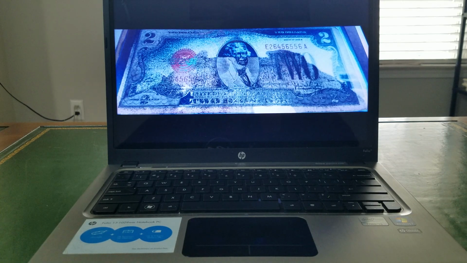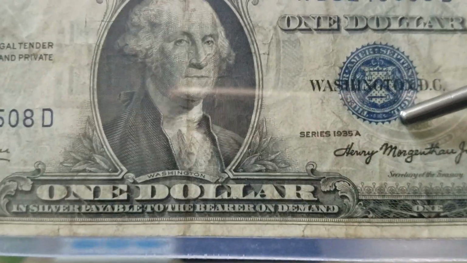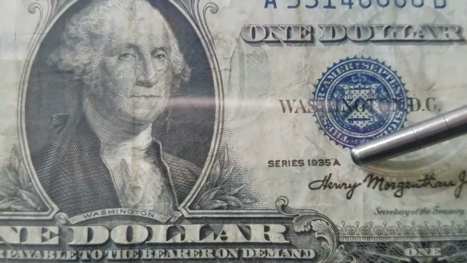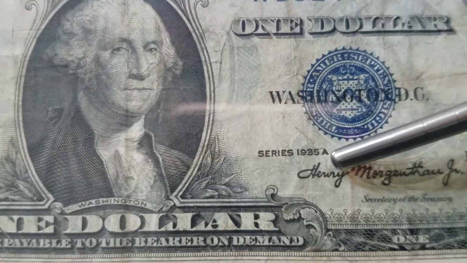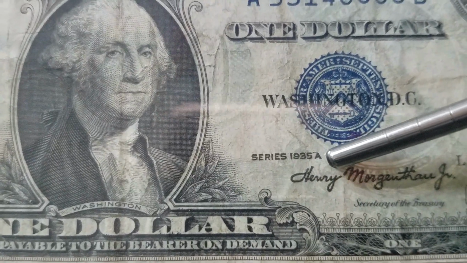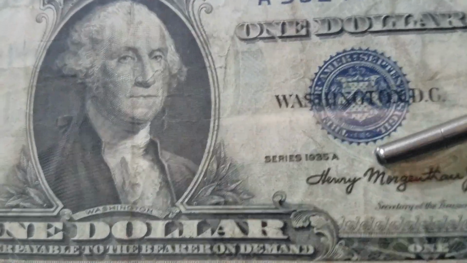All right, so since 1928, which was the first series of modern small size notes issued, the series year has been changed when there is a major design change to a bill. A minor design change is indicated by a letter suffix being added to the series year. So when there was a minor change to the bill, they would just add a suffix like A instead of changing it to series year 1936. They would just add a suffix letter to indicate that there was a minor change to the note.